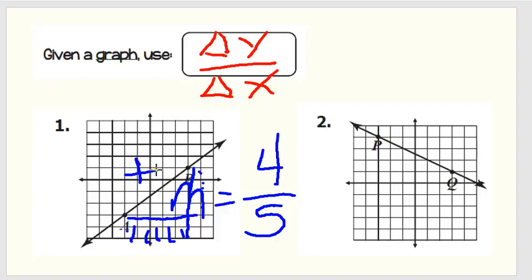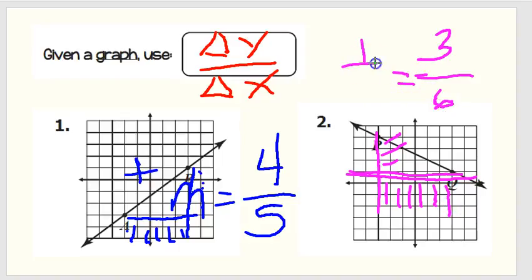So let's look at this other one that we have here. Now we have the change in y, so we're still going to go straight down. And then here's our change in x. Let's go straight over. Again, we can just count the boxes. Looking at our change in y, we're going 1, 2, 3. So 3 is on top. And then in the x values, we're going 1, 2, 3, 4, 5, 6. So it's 3 over 6. Now we can simplify that to 1/2, right?